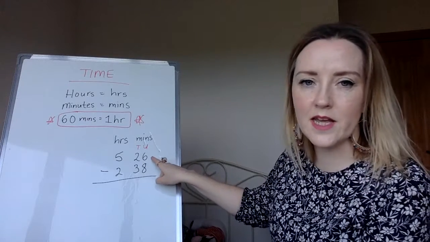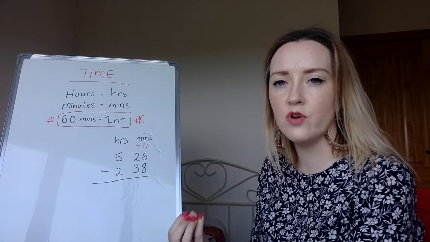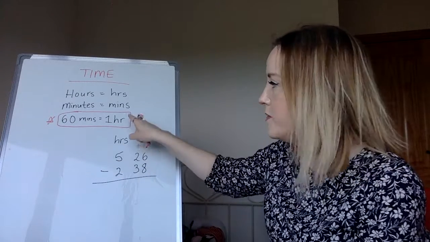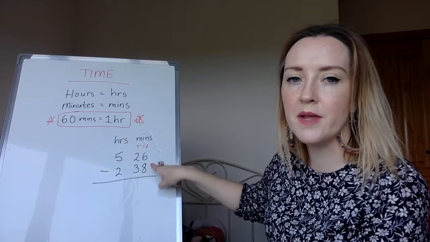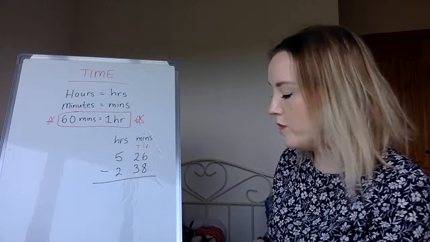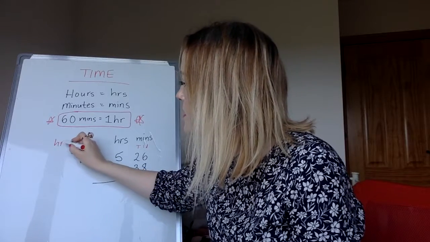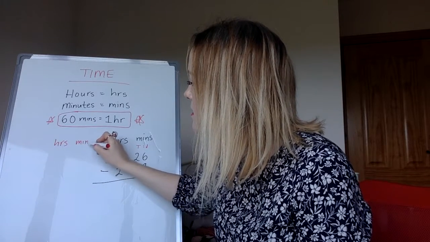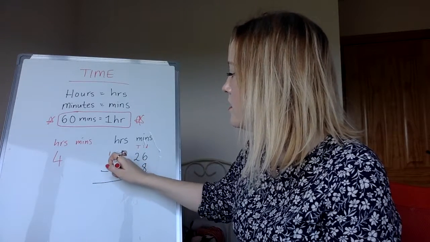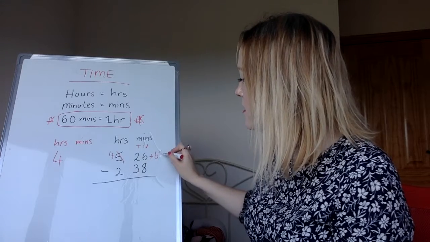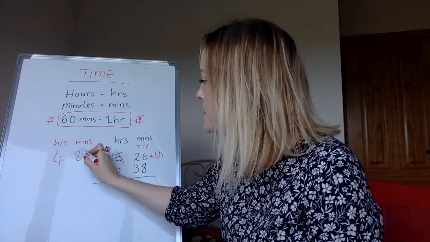So I'm adding 60 to this number here. I'm not taking 100 because there's not 100 minutes in an hour. There's 60 minutes in an hour. So if I take 1 hour from here, I must add 60 minutes to the 26. So what my sum then is going to be: I have my hours, I have my minutes. I'm going to change this to 4 hours. And I'm going to add my 60 minutes here. So 26 plus 60 is going to give me 86 minutes.